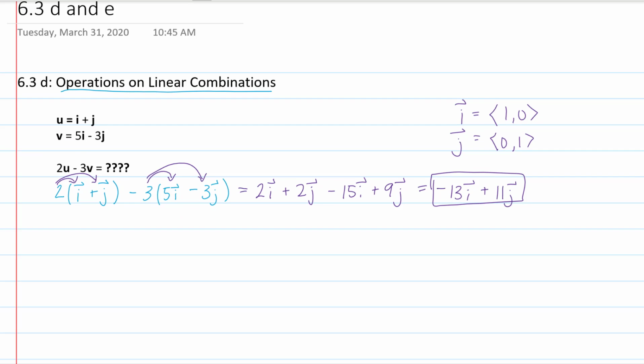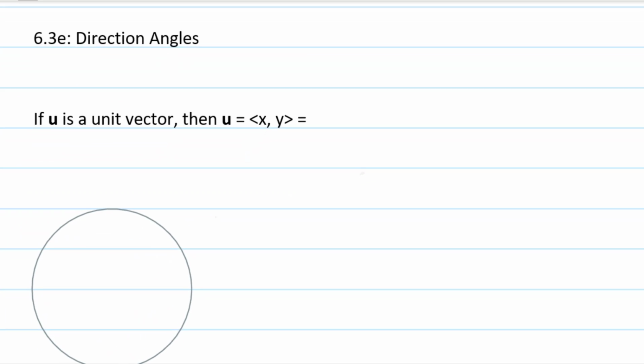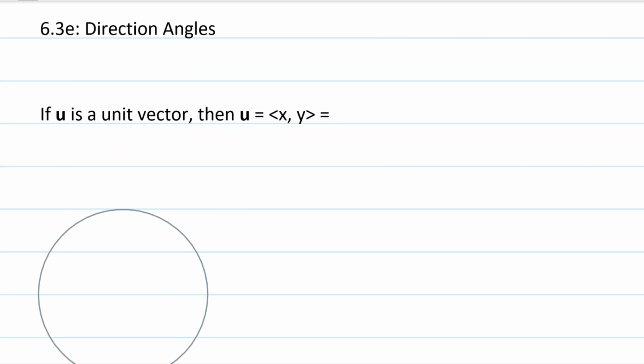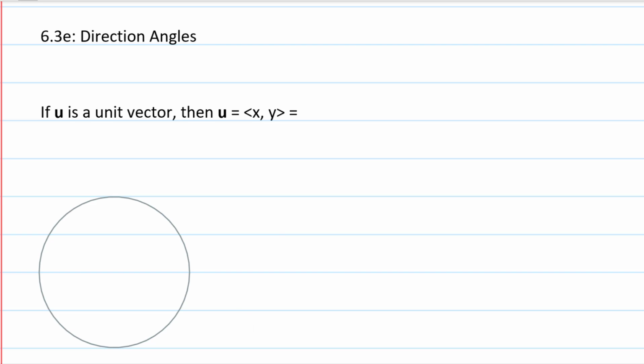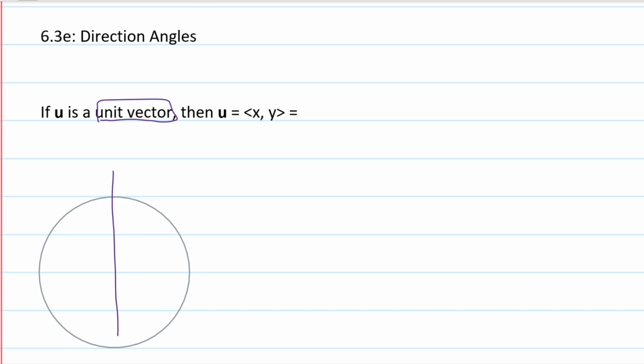Okay, so the real meat of what we need to talk about today is direction angles. This is coming out of 6.3E. And so what we have to do now is take what we learned about vectors and mash it with, oh, are you ready for this? It's my favorite thing, the unit circle. I know those things don't seem related at all to each other in your mind at this moment, but there's actually a very cool connection. Because if u is a unit vector, then doesn't that mean its terminal point is going to land on the unit circle?